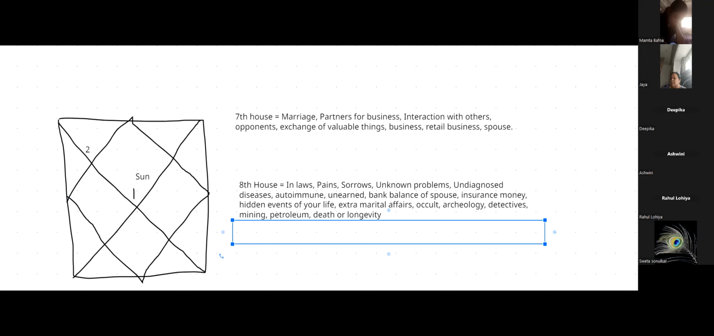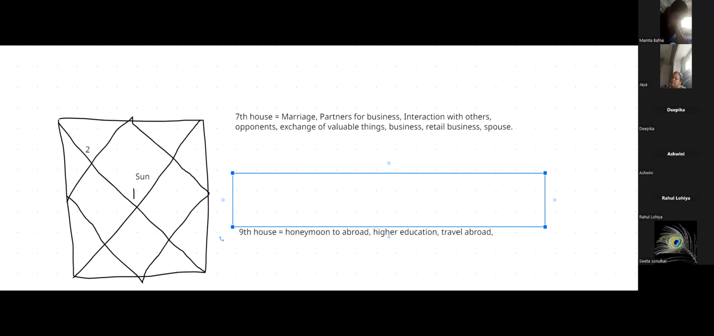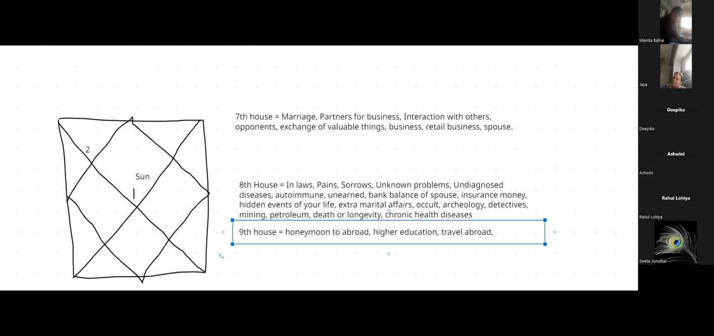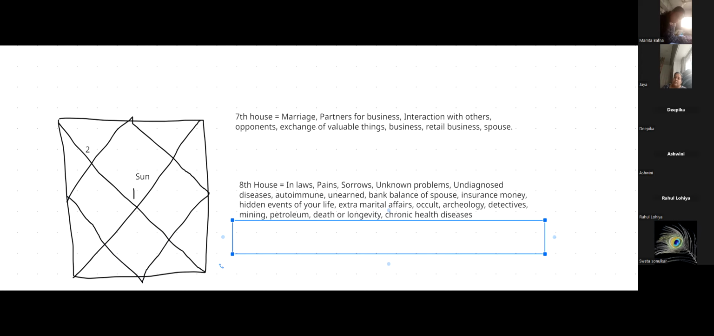Chronic problems are also part of 8th house. You can write down here chronic health diseases. Body pains, especially arthritis, diseases which are long term, diabetes, etc. These are all part of this. Anyways, 9th house. So you have traveled abroad. You have met some really good gurus. So you will meet good people who will teach you about religion and your spiritual growth.